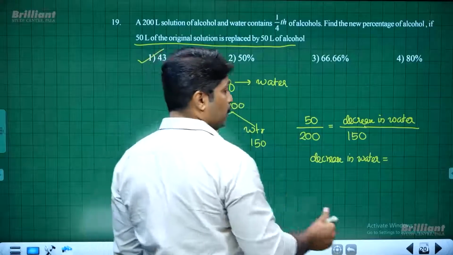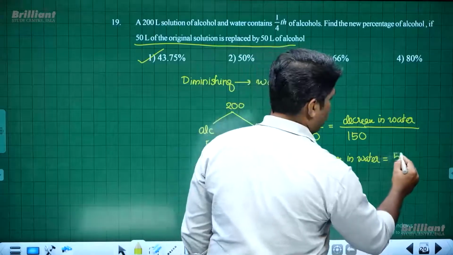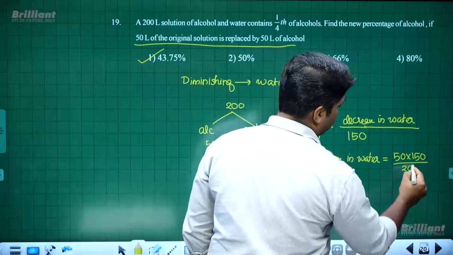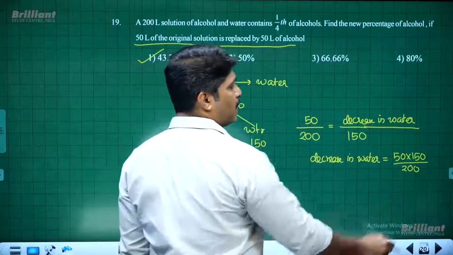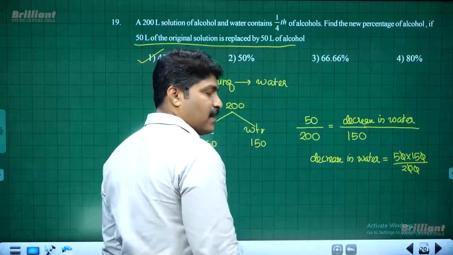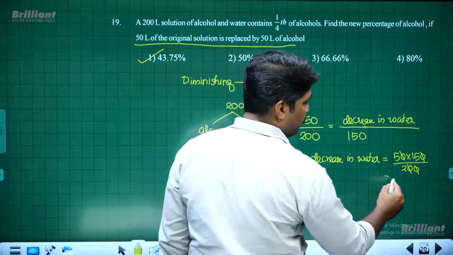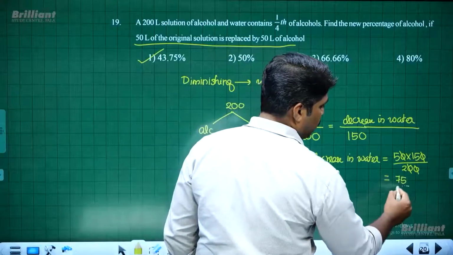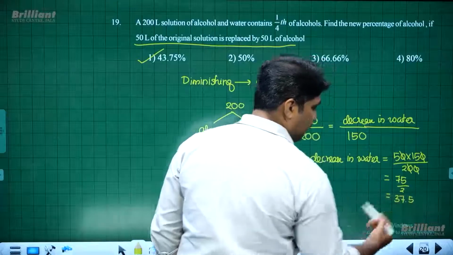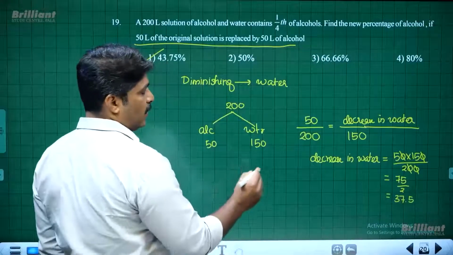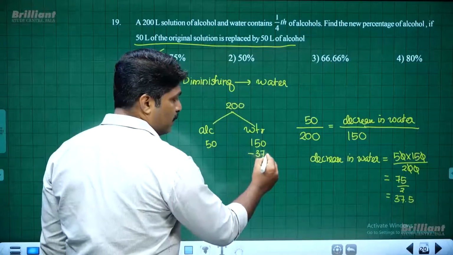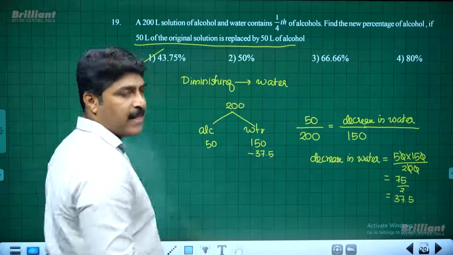So that's equal to 50 into 150 divided by 200. Simplified, this is equal to 5 into 15, which is 75 by 2, which is equal to 37.5. So you have to consider that kind of decrease occurred here. After this replacement, 37.5 will be decreased here.